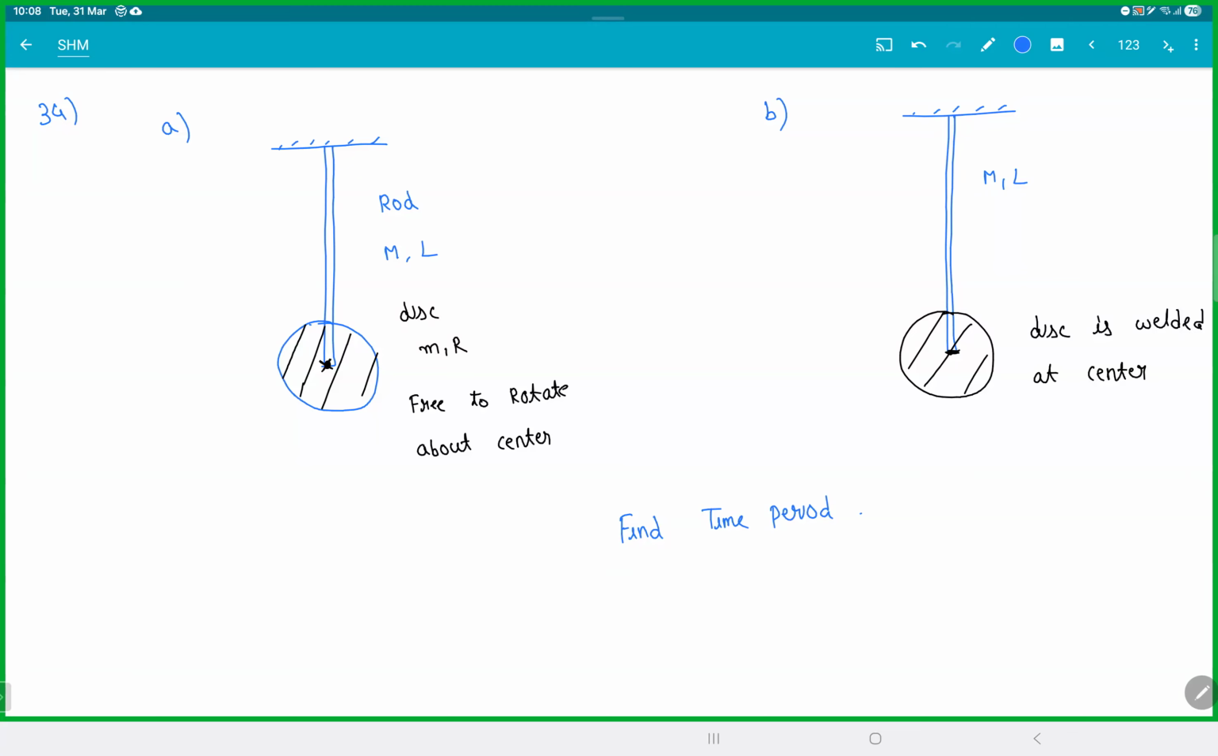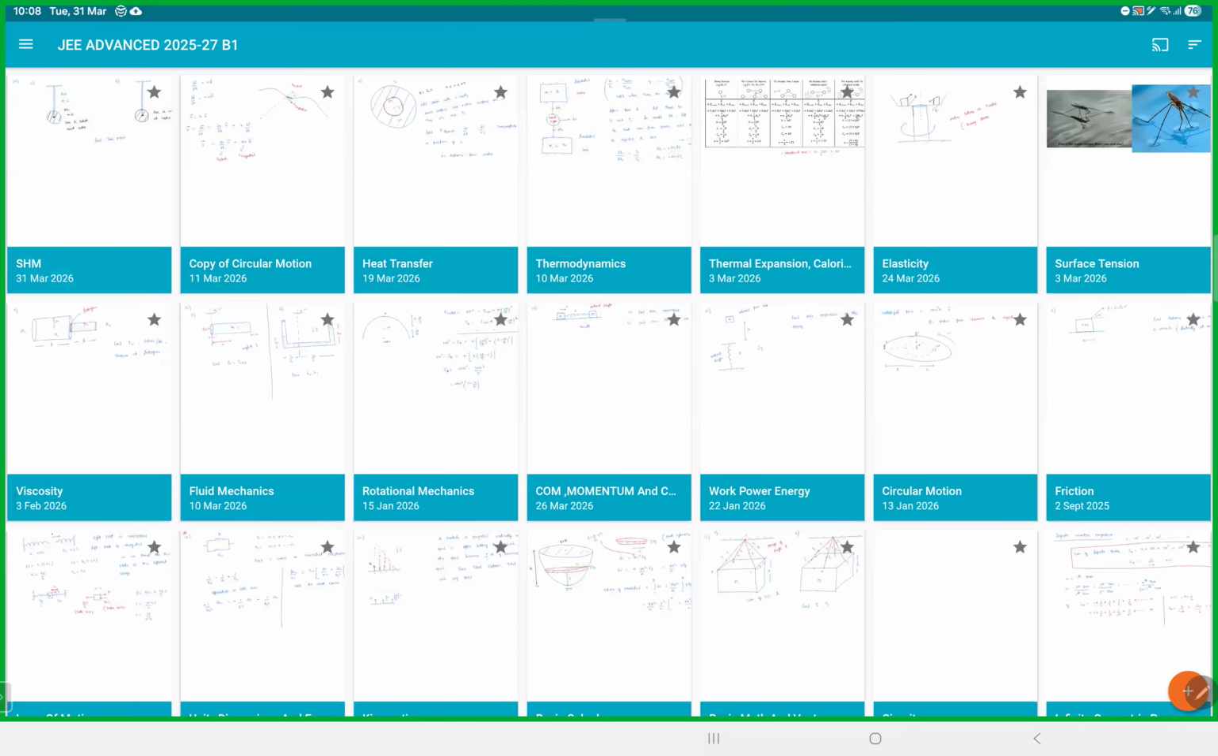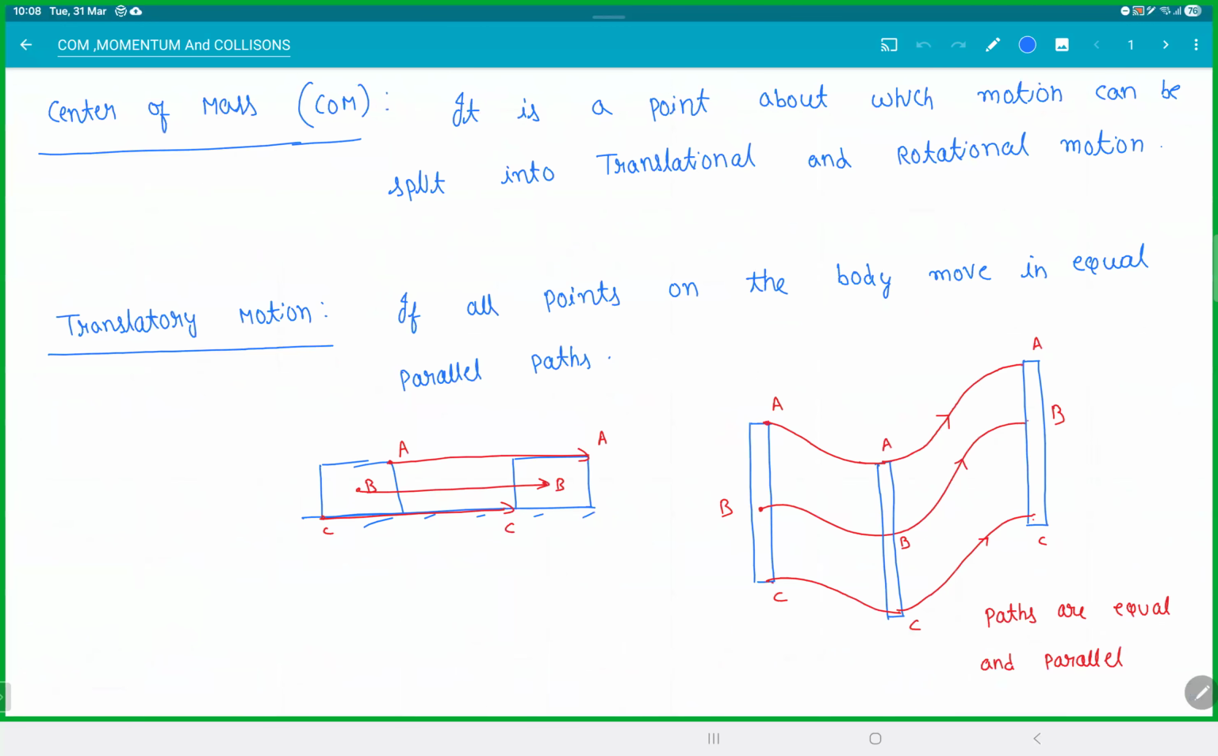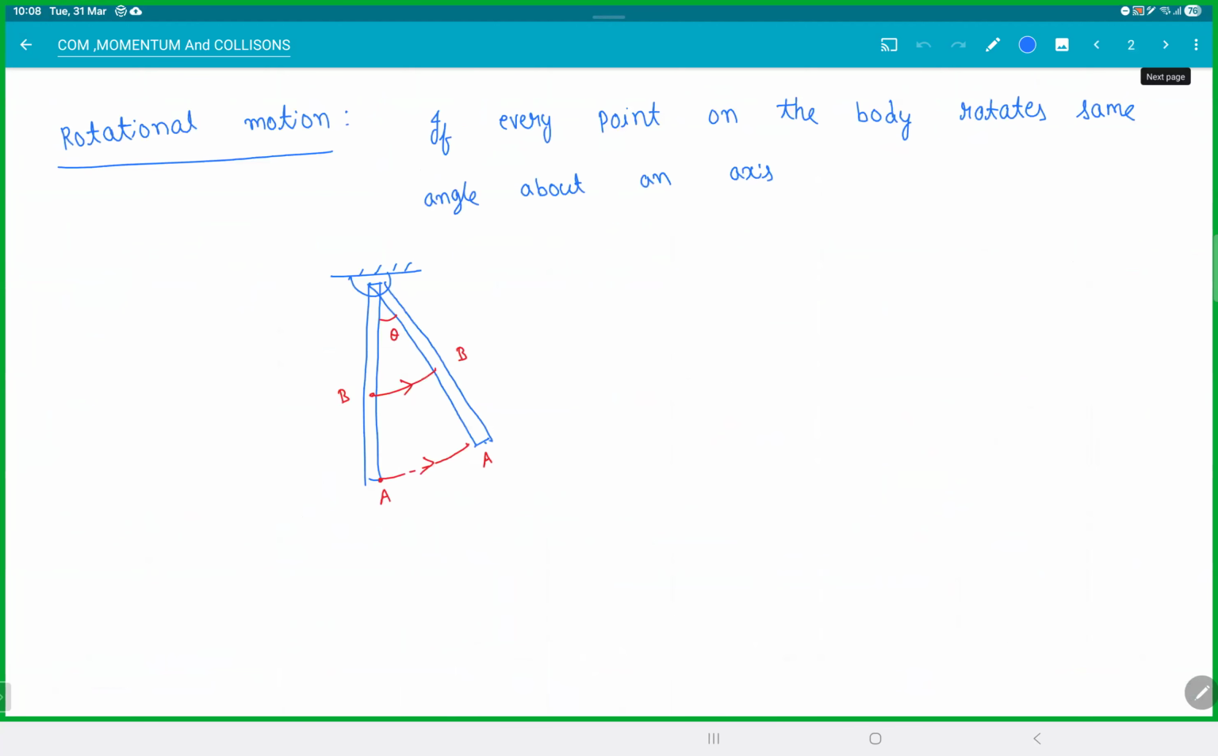Where is this thing from? The first time you encountered something like this was in center of mass. Do you guys remember this? What is translatory motion? What is rotational motion? If every point on the body moves in equal parallel paths, we say it is translatory motion. If every point covers equal angles about the axis, it's called rotational motion.